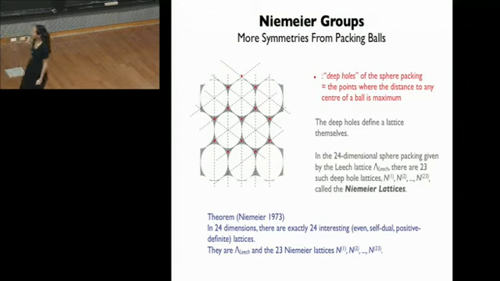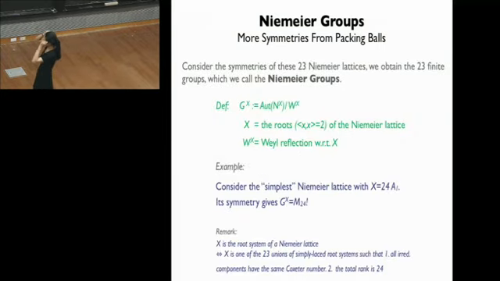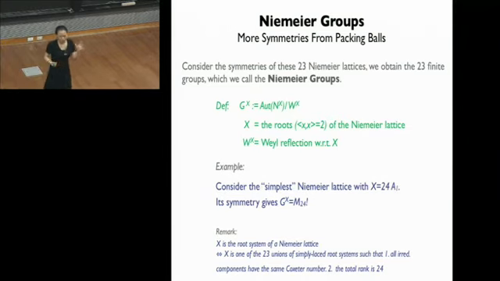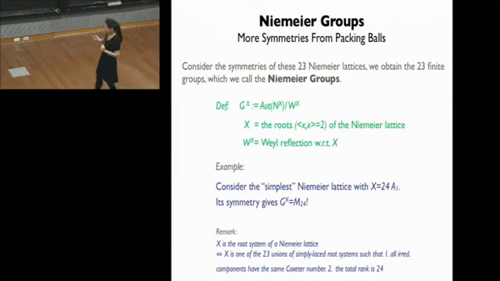As I said, I'm going to define from the Niemeier lattices some finite groups for you. The idea is very simple. You have a lattice, you study the automorphism group of the lattice, and take the interesting part of it, and I'll call that our Niemeier group. In a bit more detail, these 23 Niemeier lattices are specified by their roots, which are the vectors in the lattice that have norm squared 2.